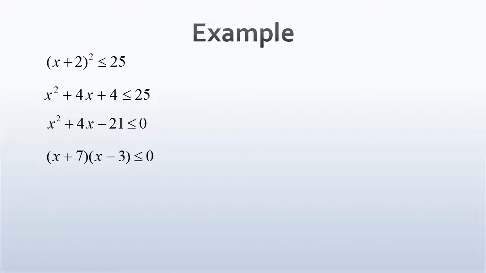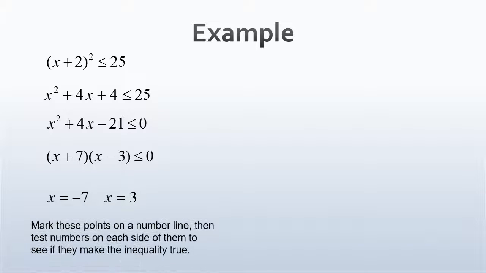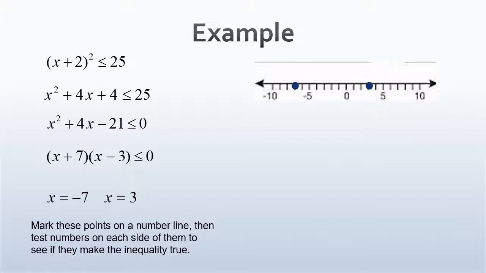Now we did need to multiply out the left-hand side because we have to have a 0 on the right-hand side. So we multiplied it out, we used FOIL, and then we subtracted the 25 from both sides, and then we factored. And once we did that, we were able to find our 2 solutions for where this equals 0: negative 7 and positive 3. So we put those on the number line.